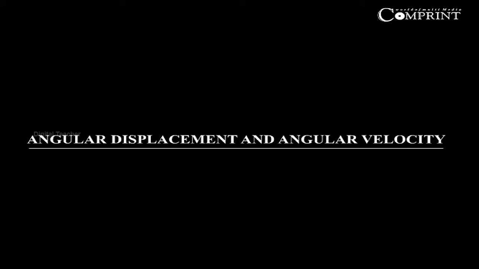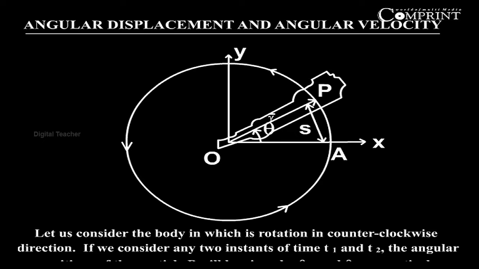Angular displacement and angular velocity. Let us consider the body in the figure which is rotating in counterclockwise direction. If we consider any two instants of time t1 and t2, the angular positions of the particle p will be given by theta1 and theta2 respectively as shown in the figure.